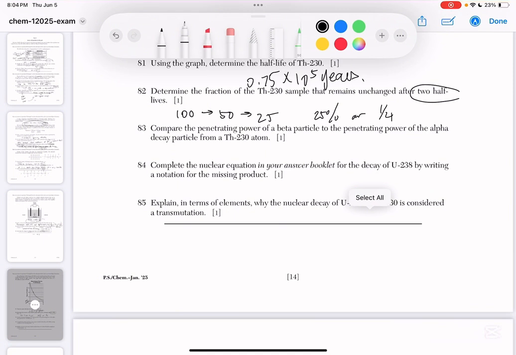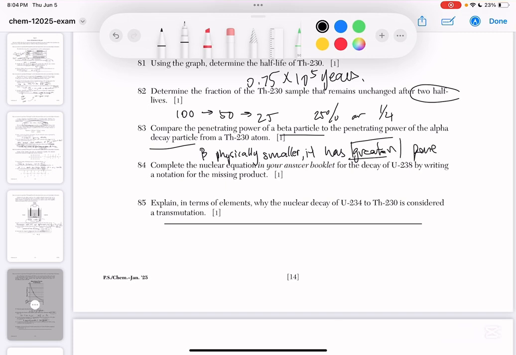Compare the penetrating power of a beta particle to an alpha particle. So what happens is that since the beta is physically smaller, it has a greater penetrating power. So you would say the beta has a greater penetrating power than the alpha particle.